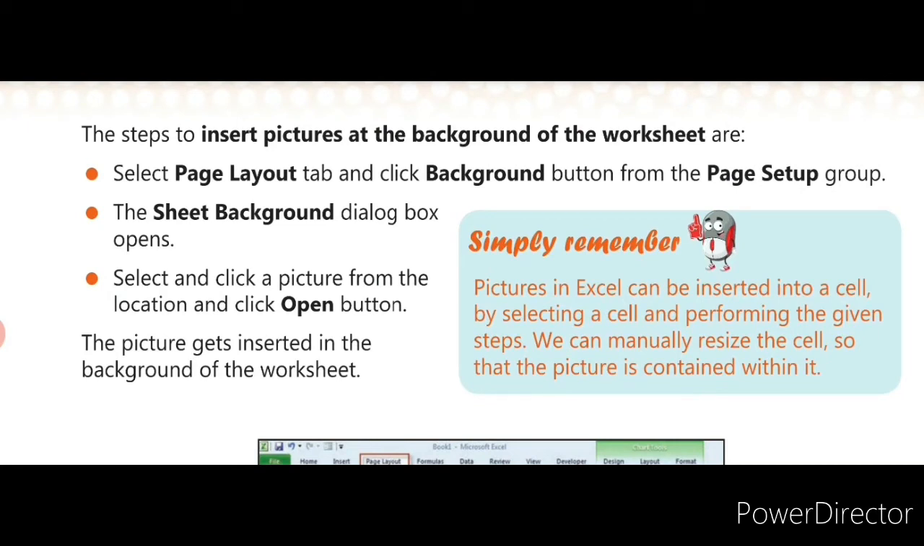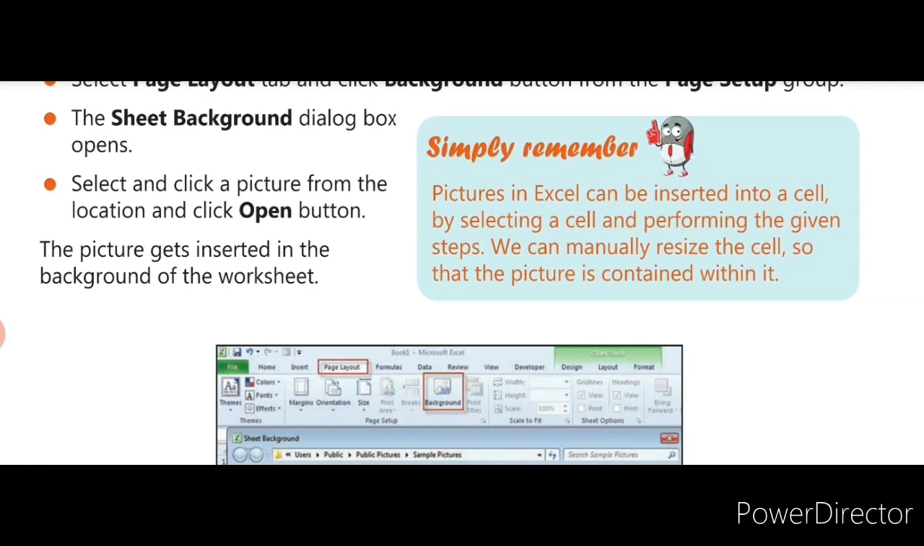You are going to select the Page Layout tab and click Background button from the Page Setup group. Then the Sheet Background dialog box will appear. You need to browse the picture and click Open button for the picture to be inserted in the background of the worksheet. See this simply remember box. Pictures in Excel can be inserted into a cell by selecting a cell and performing the given steps. We can manually resize the cell so that the picture is contained within it. We can also insert pictures within a cell. After resizing, we can insert a picture into a single cell.